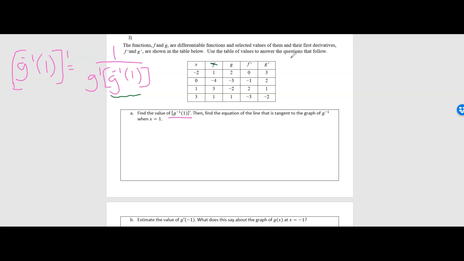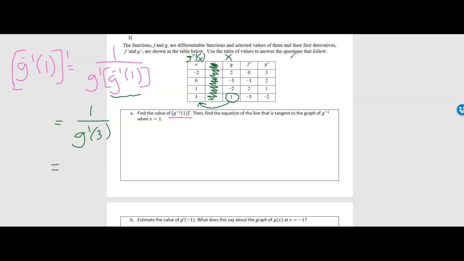I'm going to get rid of this f column so it's not going to confuse us. And this x column becomes my g inverse column. And this g column becomes my x column. So find 1 in the x column. That's right here, which means my g inverse of 1 is equal to 3. So I get 1 over g prime of 3.